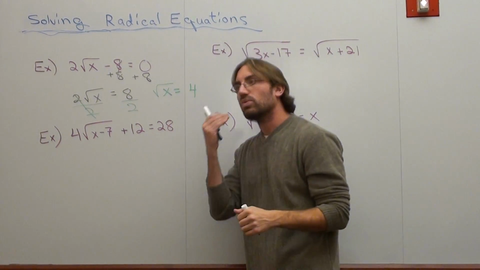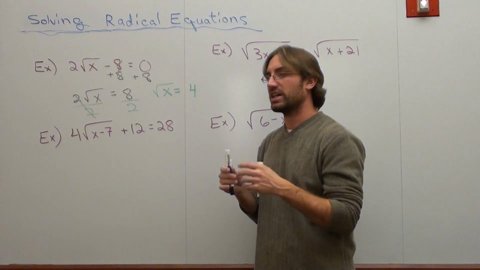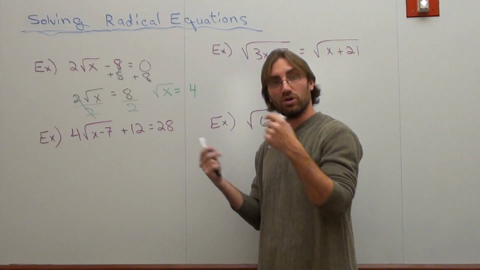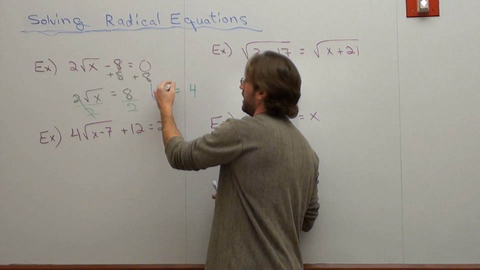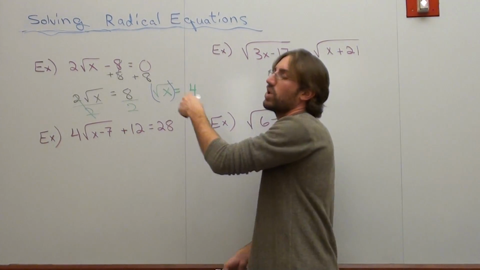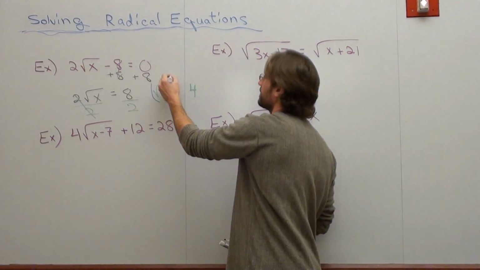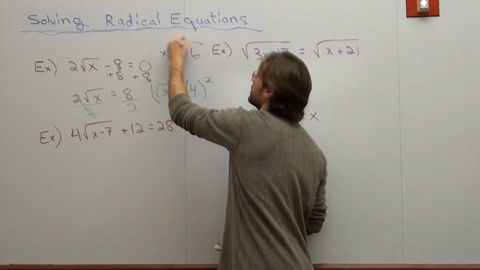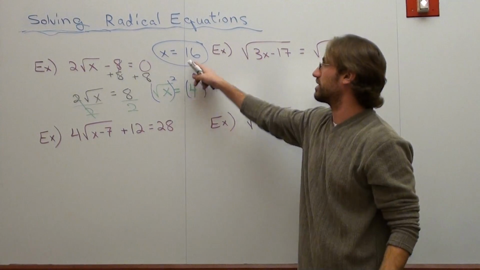And I guess the reason, if you really want to know, is that if you put it in exponential form, it's x to the 1/2, and in order to get rid of a 1/2, you have to raise it to the power of 2. But when I explain that to students, they just fall asleep. So I just say square both sides, that's all you've got to do. So x equals 16.